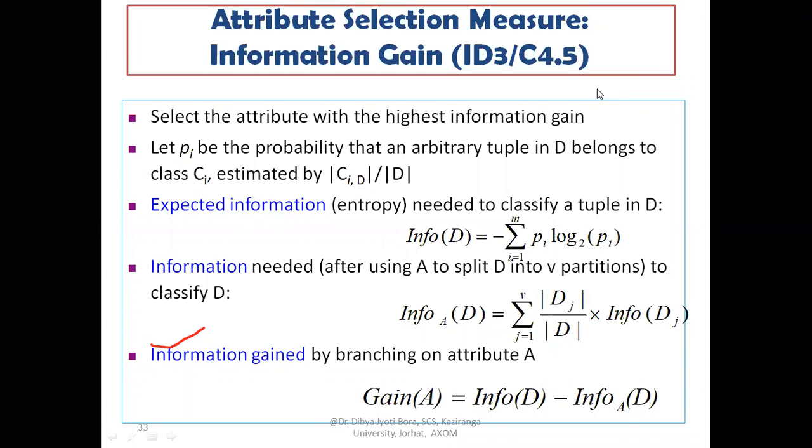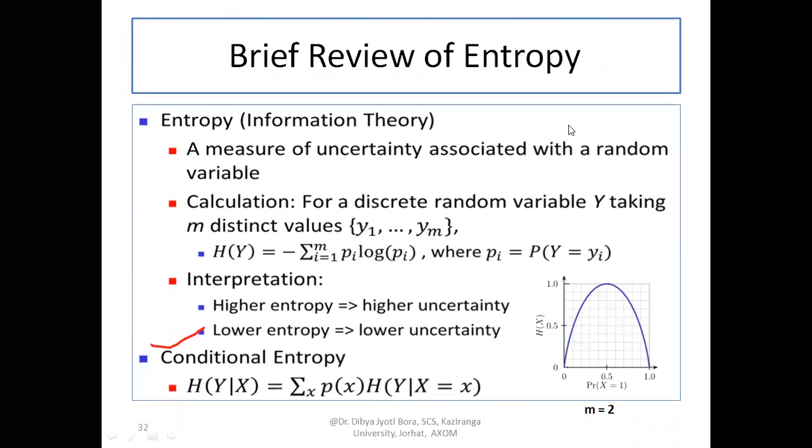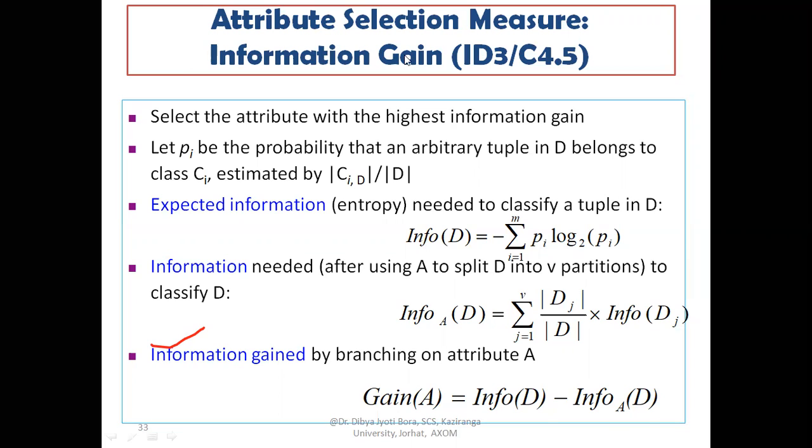Similarly, as I have told you, on the basis of different statistical measures, we do have different types of decision tree. So when we use information gain, then the decision tree you will get because of that is known as ID3 or C4.5.